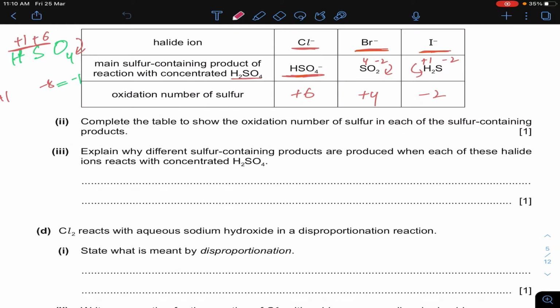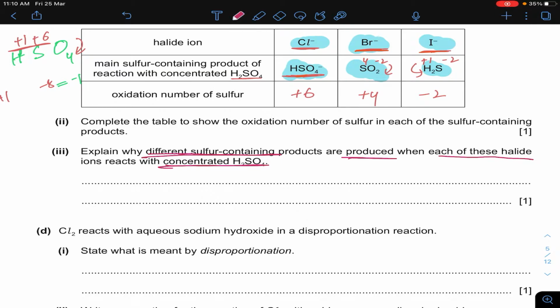Alright, so the next part of the question is: explain why different sulfur-containing products are produced when each of these halides reacts with concentrated sulfuric acid. You can see that when sulfuric acid reacts with chloride, the product we get is the hydrogen sulfate ion. When it reacts with bromide, we get sulfur dioxide. And when it reacts with iodide, we get hydrogen sulfide.